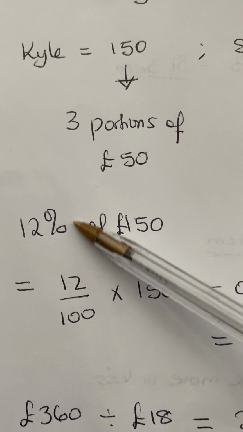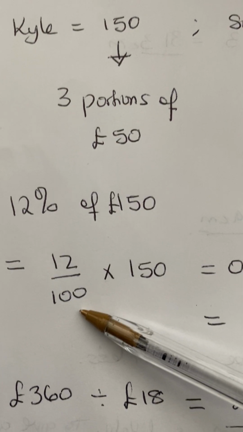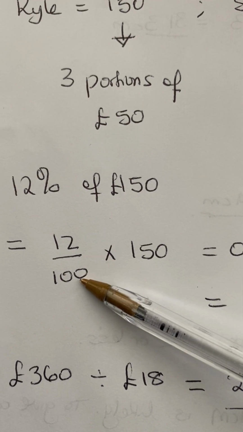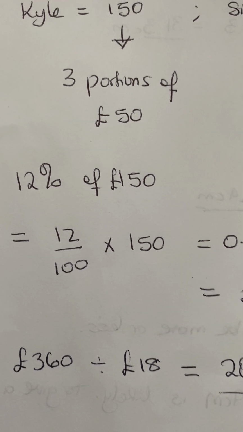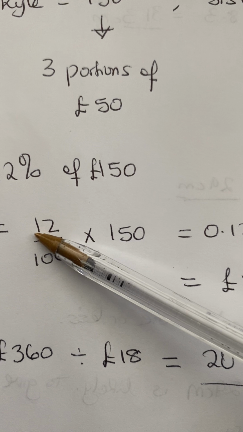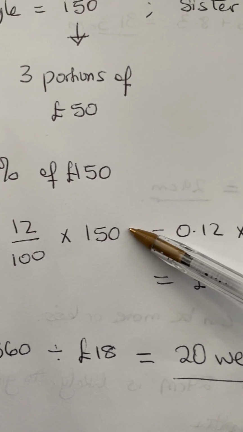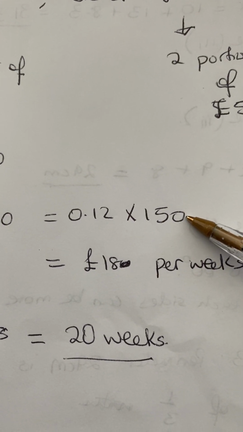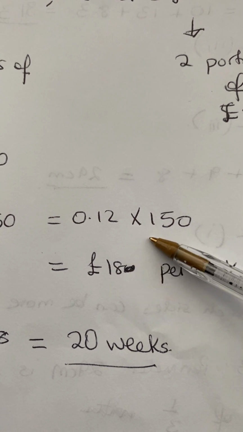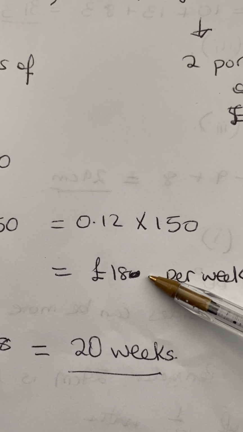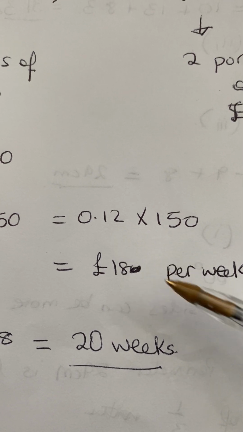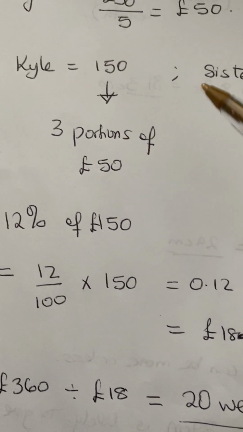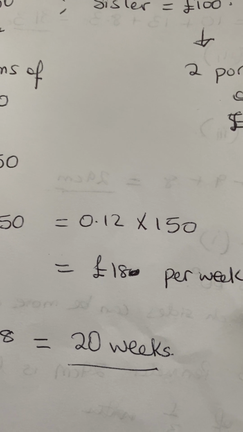And then he saves 12%. So you can find 12 over 100 times 150, or as I've always said, you can do 0.12 times 150. If you use the calculator, this is a calculator paper, Carl saves 18 pounds weekly of the 150 pounds he keeps.